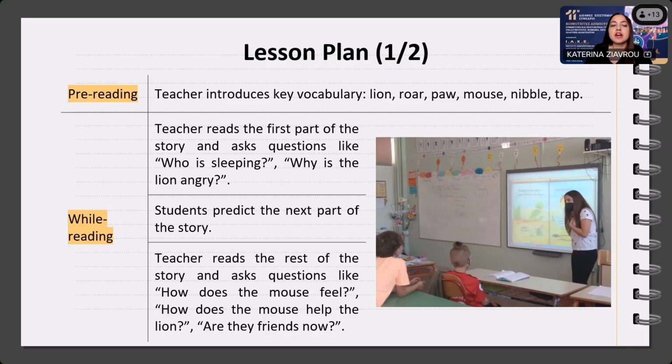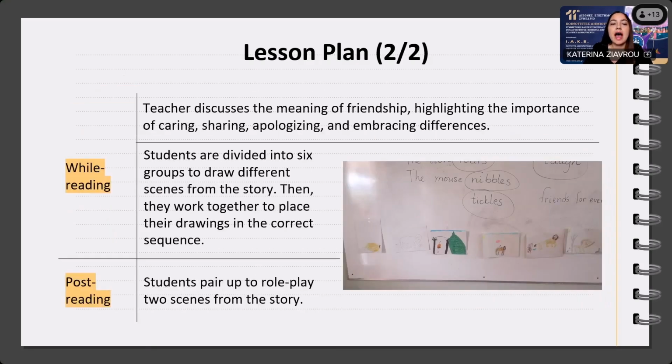Students compare their earlier predictions against the story and answer further questions such as, what does the lion say to the mouse? How does that make the mouse feel? What does the mouse do to help the lion? And are they friends now? Afterwards, the teacher discusses the meaning of friendship and invites students to share who their friends are and why. The conversation highlights the importance of caring for others, sharing, apologizing, and embracing differences.